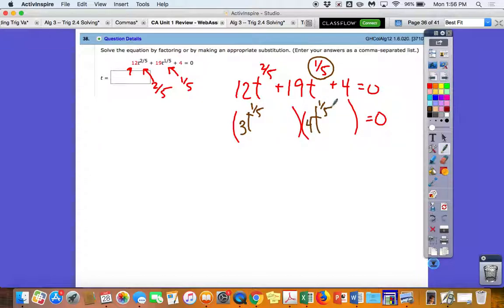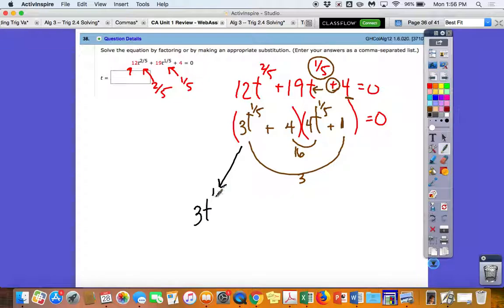Now I've got to come up with 2 numbers that multiply to 4. My middle terms, this and this, need to add to 19. If I'm going to add to 19, I need an odd number. So let's say I do 4 and 1. That gives me 16 and that gives me 3. So 16 and 3 works. Signs are the same, both plus. So I'm going to put a plus sign here, a plus sign there. Now the only option I have is to set them both equal to 0 and solve them out.